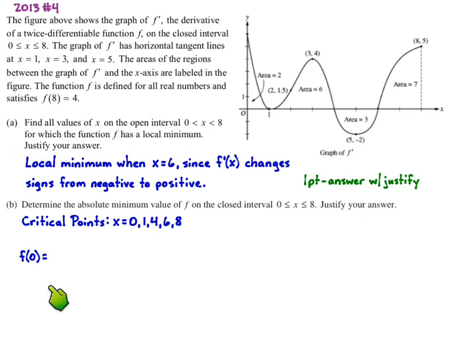Well, f of 0 is equal to our initial condition, and in this case our initial condition is f of 8 equals 4. So we'd say 4 plus the integral from 8 to 0 of f prime of x dx. So again, this is kind of like our initial position plus our displacement. So we need to figure out the integral from 8 to 0.